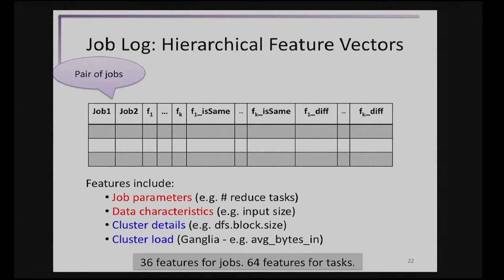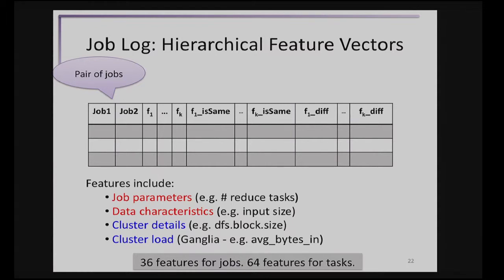What else was going on in the cluster? How was the cluster configured, such as the block size? We're going to collect these statistics for each job. But like I said, we want to look at performance differences between jobs. So in our log, we don't store just the jobs themselves. We think of them as pairs. We're going to look at different pairs of jobs and look at what was interesting between this pair.